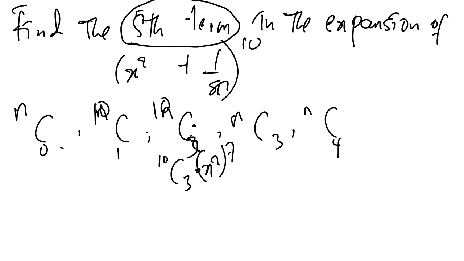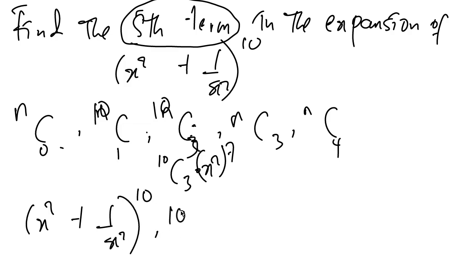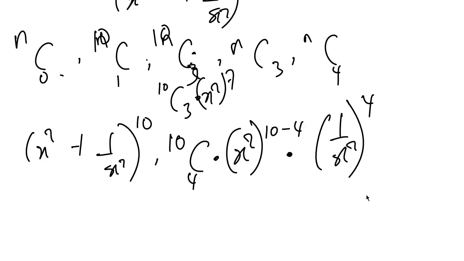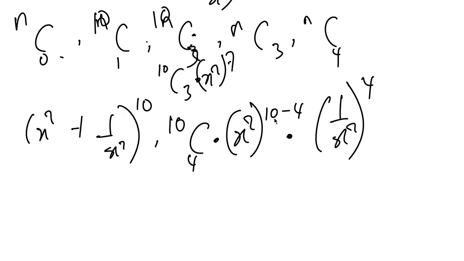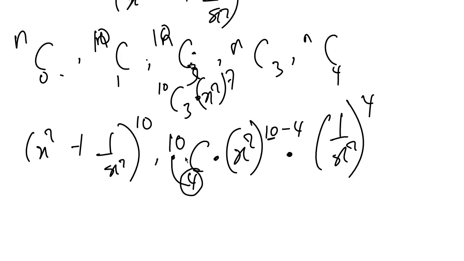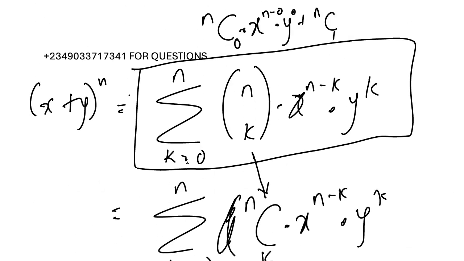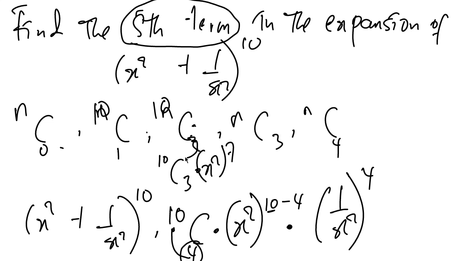So now how does this apply here? So if you have x squared plus 1 over x squared to the power of 10, and you are asked for the fifth term, what will you have? 10 combination 4. What comes next? x squared to the power of what? 10 minus 4, multiplied by what? 1 over x squared to the power of what? 4. Are you getting it? That is to the power of 10 minus 4, and then 1 over x squared to the power of 4. That is what this theorem said: x to the power of n minus k times y to the power of k. That's what we're applying here.